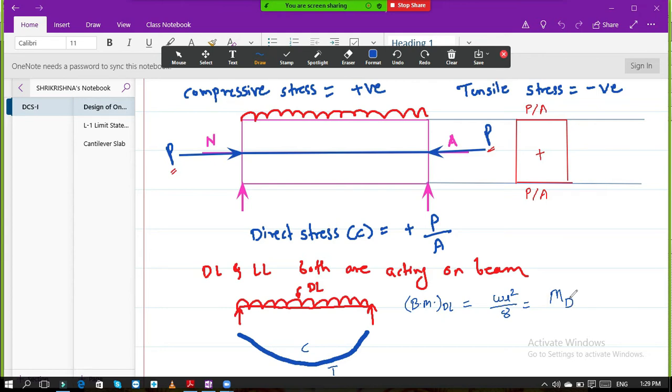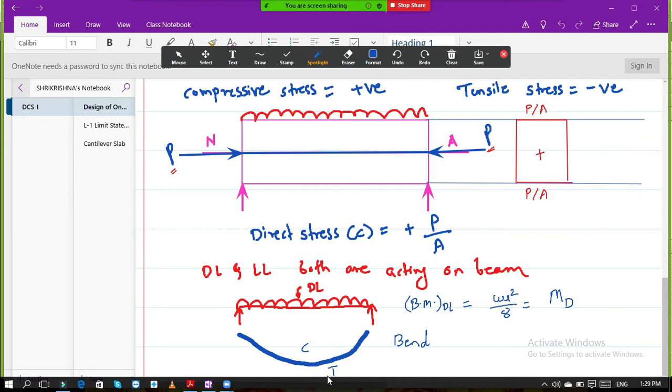Whenever the moment is there, bending stress gets developed. So if I want to calculate the bending stress, above we have calculated the direct stress, P by A. But due to the dead load, the beam will bend in this fashion.